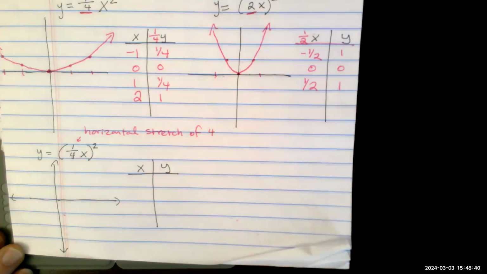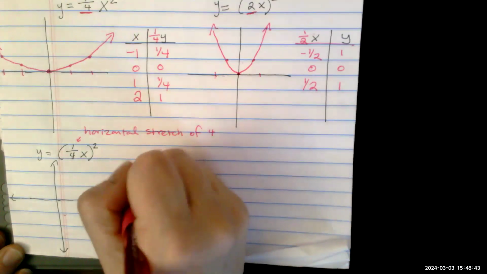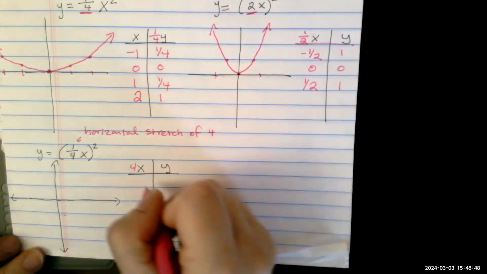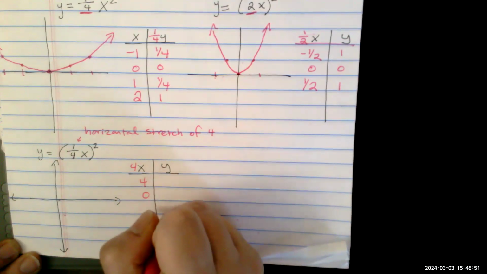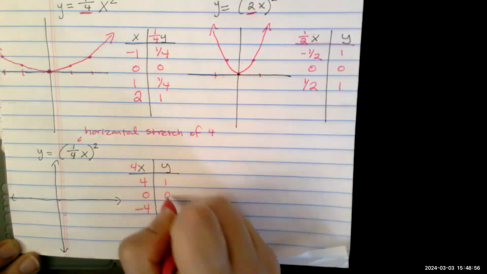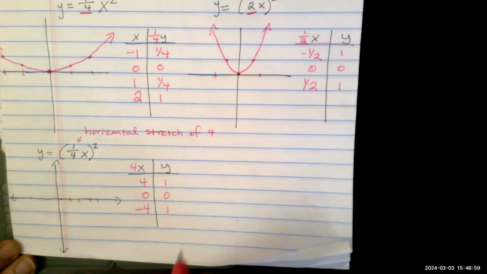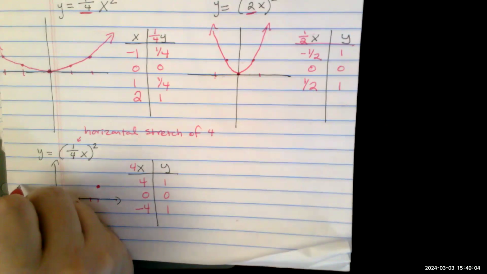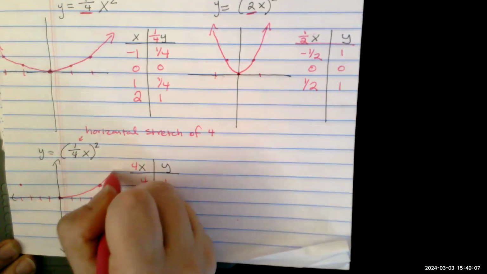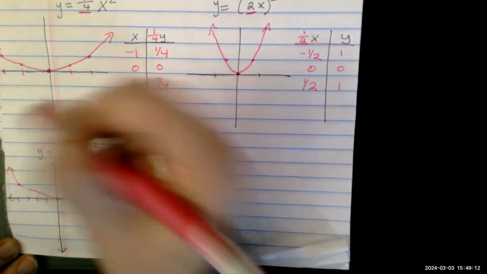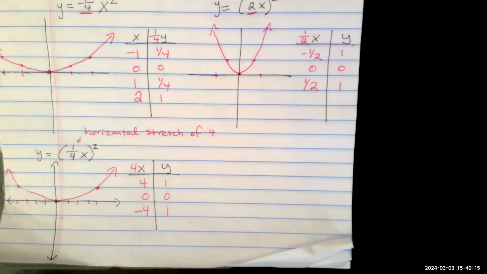So instead of 1/4, we do 4/1, which is just 4. And that's exactly what I need to use to multiply. So 1 becomes 4, 0 is still 0, -1 becomes -4. The y's do not change, so 1, 0, 1. So 4, 1, 0, 0, -4, 1. So again, think of this horizontally. If I'm thinking about what happened to the graph horizontally, it did get wider. It stretched out horizontally.